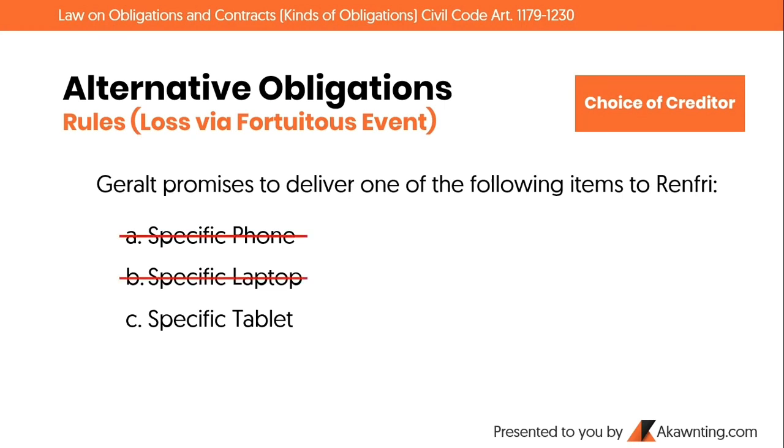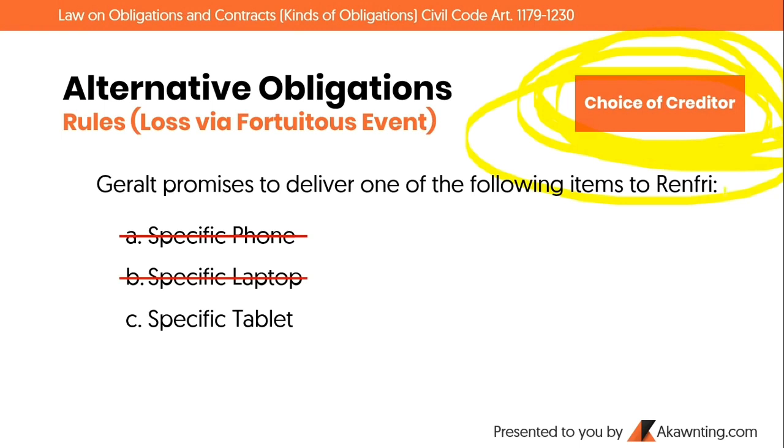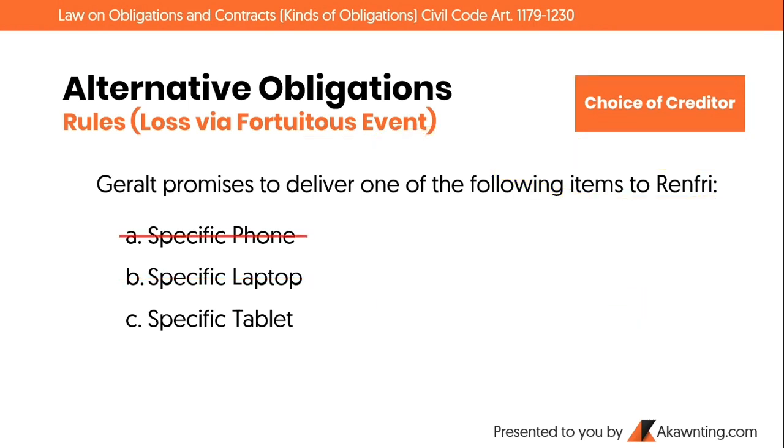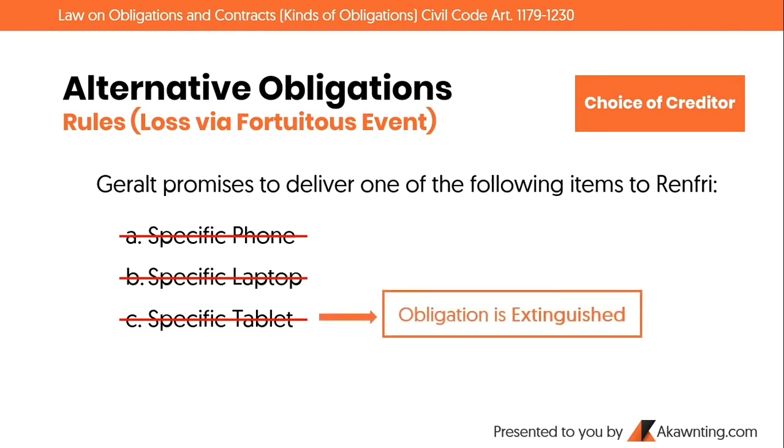Pero what if nawala yung dalawa via 4227? Again, same with the rule na nabanggit natin kapag choice ito ni debtor, di ba? Kasi this time, choice ni creditor, same still with the rule ng choice ni debtor. This automatically becomes a simple obligation. Simple lang kasi wala nang pwedeng maging choice. At isa pa, fortuitous event kasi yung naging reason kung bakit nawala yung specific phone, specific laptop. Walang may gusto. Okay? So next, what if nawala lahat? Again, the obligation is extinguished kasi fortuitous event ang naging reason. Okay. So kung mapapansin nyo, kapag ang pagkawala ng bagay ay via fortuitous event, it doesn't matter if it is the choice of the creditor or if it is the choice of the debtor.